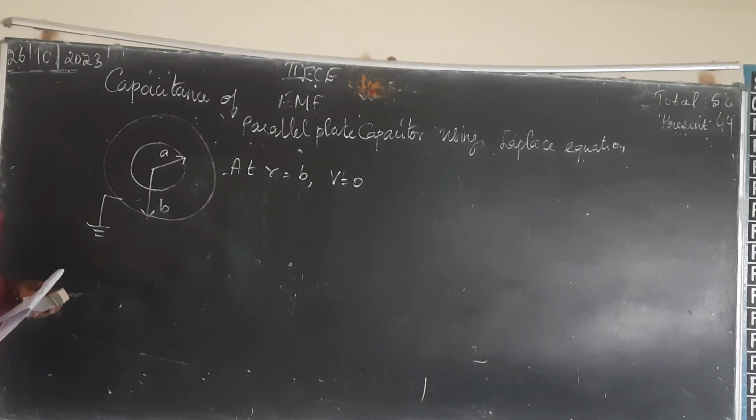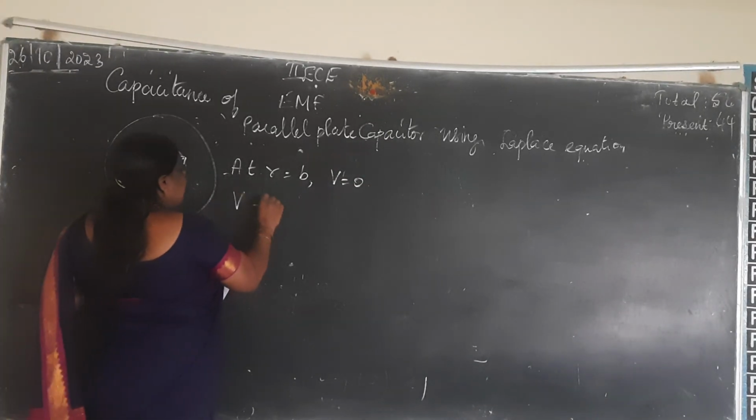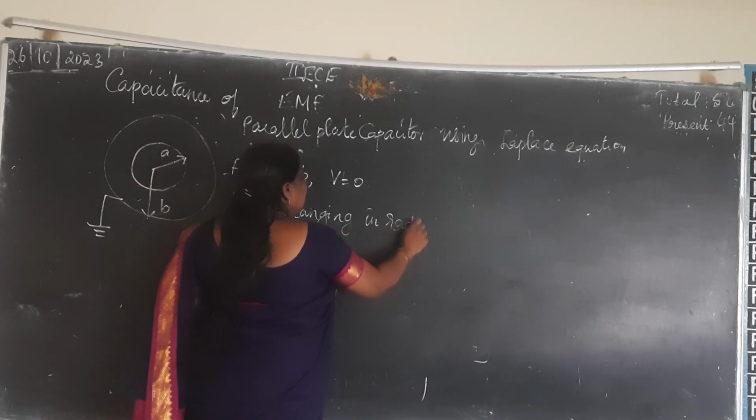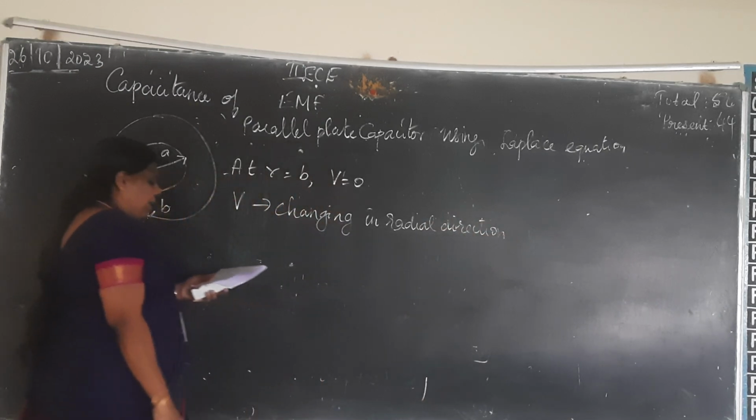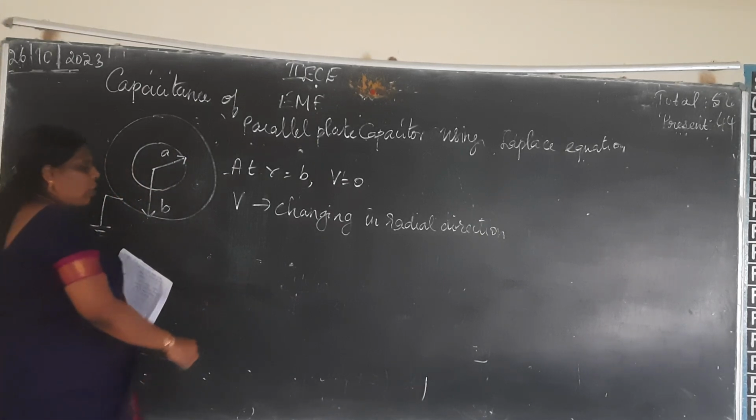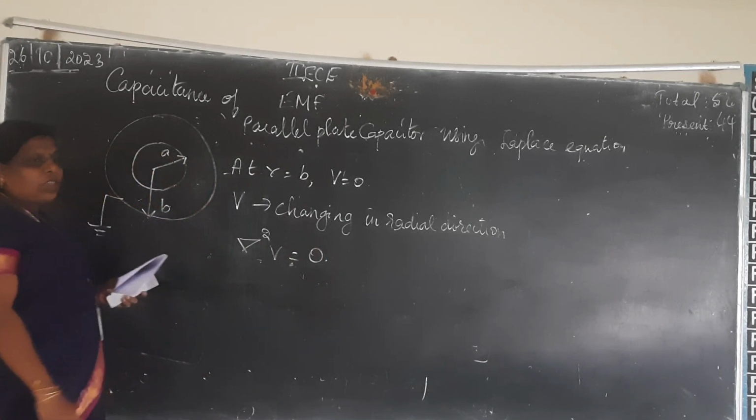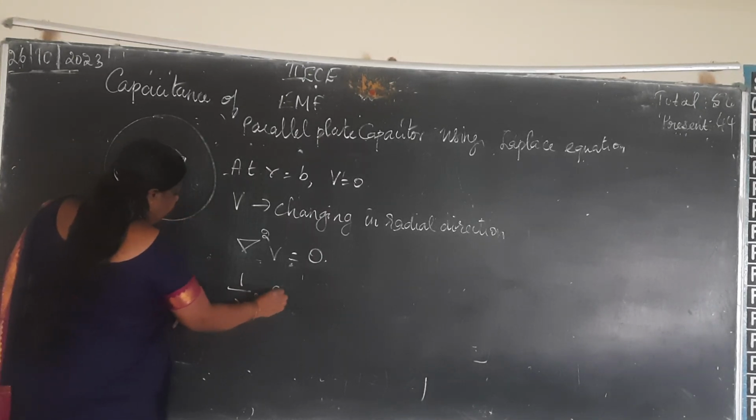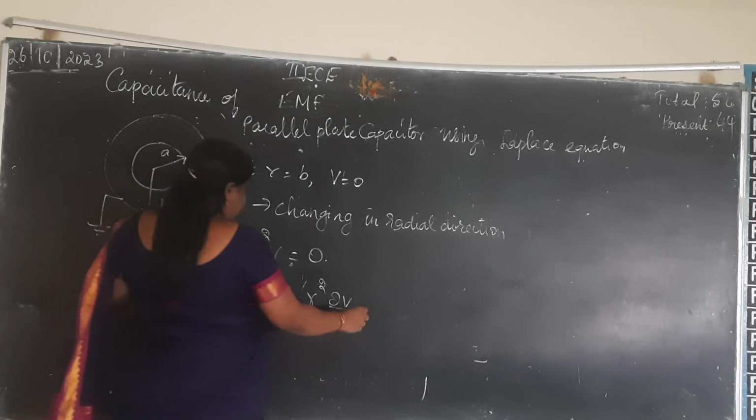Now, E will be in the radial direction, and V will be changing in the radial direction. So according to the Laplace equation we have del square V is equal to 0, which means, in the radial direction, 1 by r square into dou by dou r of r square into dou V by dou r is equal to 0.